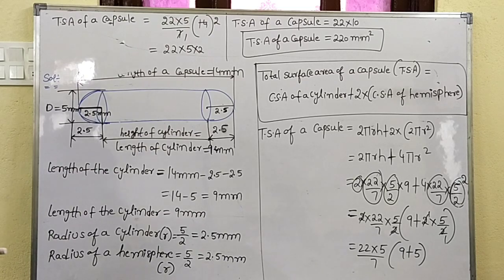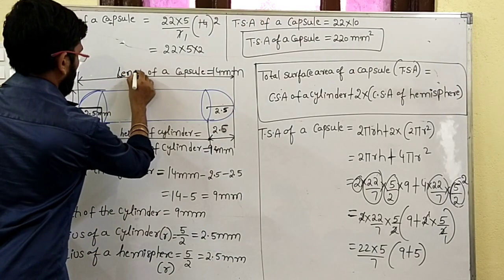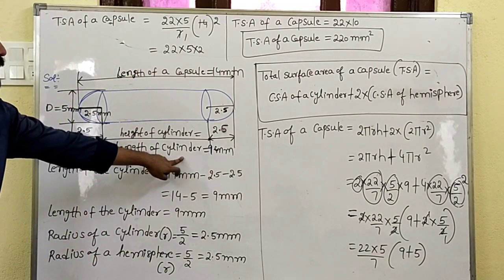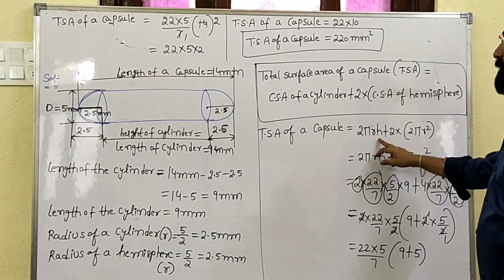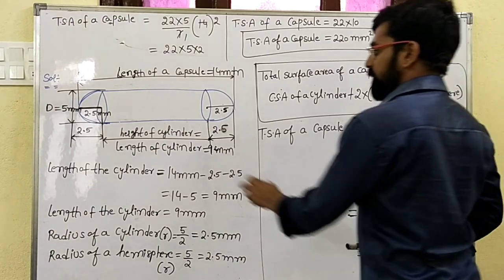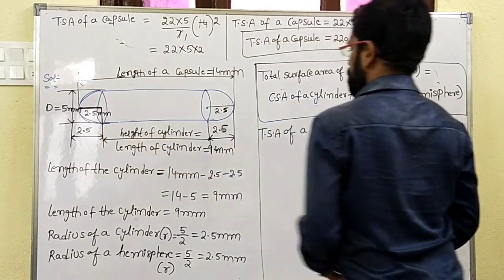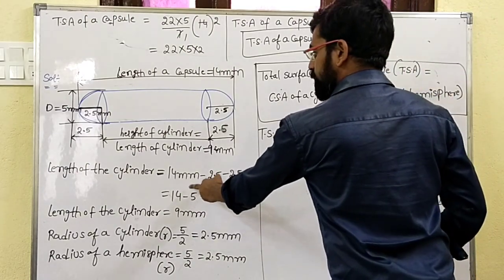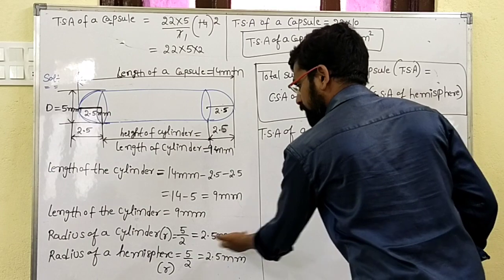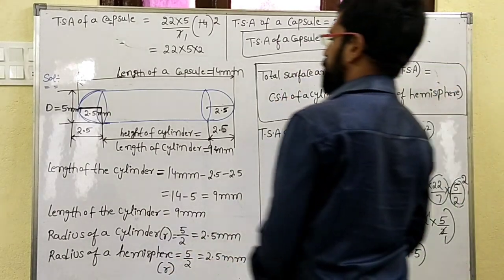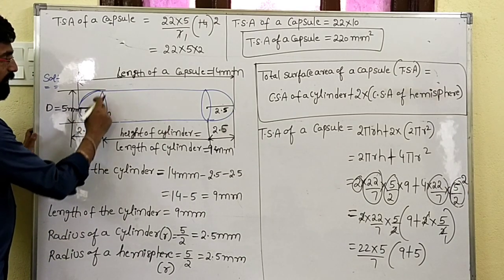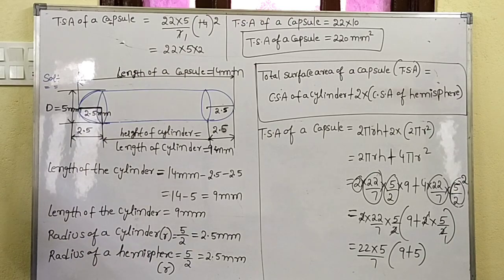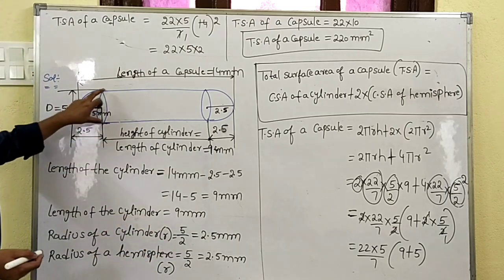Why did I find the length of the cylinder? First of all, I want the CSA of the cylinder, and the CSA of a cylinder formula is 2 pi rh. In it, h means the height of the cylinder, which is equal to the length of the cylinder. So that's why I first found the length of the cylinder. Then I know the radius of the cylinder and the radius of the hemisphere, because it is the same radius. The radius is the same for the cylinder and also for the hemisphere.